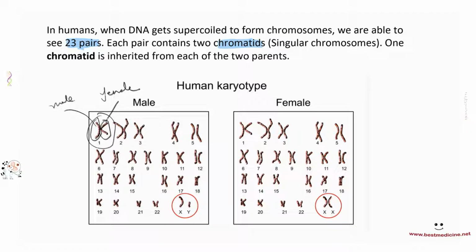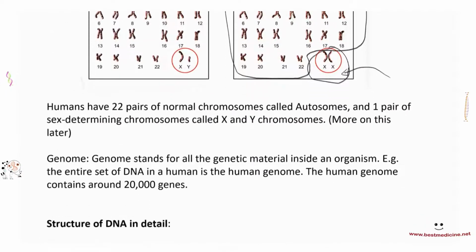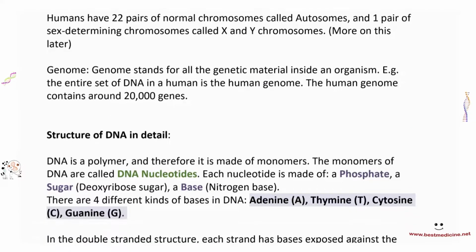Now, the chromosomes 1 to 22 are called autosomes, right? And the last chromosome, chromosome 23, is called what? It's called the sex chromosomes. Sex chromosomes can be of 2 types, X or Y. If you have 2 X's, that's a girl. If you have an X and a Y, then that's a boy, right? That's a male.